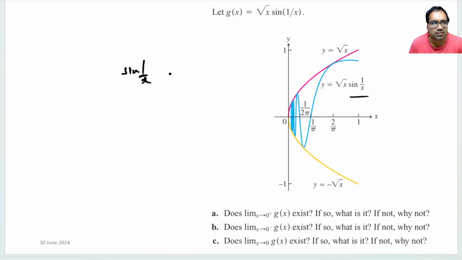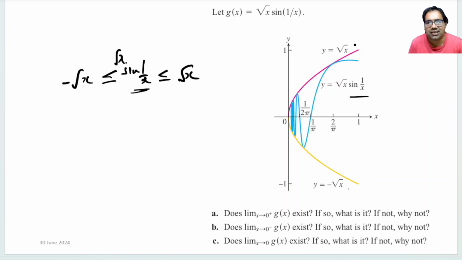Sin 1 by x, because this is still a sine function, will always lie between minus 1 and 1. And if you are multiplying with root x, obviously this will always lie between minus root x and plus root x, right? Because this is always lying between 1 and minus 1, and we are multiplying with root x. So that's why this is the lower bound and this is the upper bound.